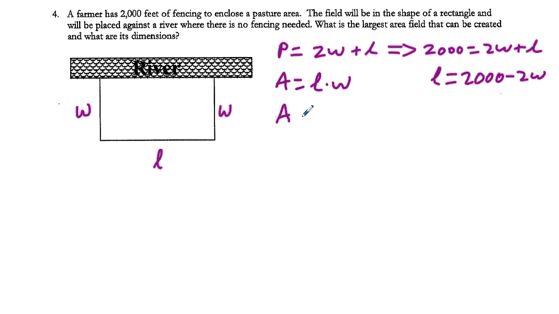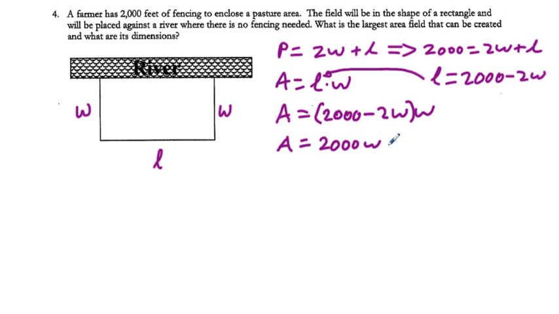So our area here, replacing L, we're going to have 2,000 minus 2W times the width. And so distributing, we have area equals 2,000W minus 2W squared. And now we're going to take the derivative of area in order to maximize. So the derivative of 2,000W is going to be 2,000, and we're going to have minus 2 times 2, which is 4W.